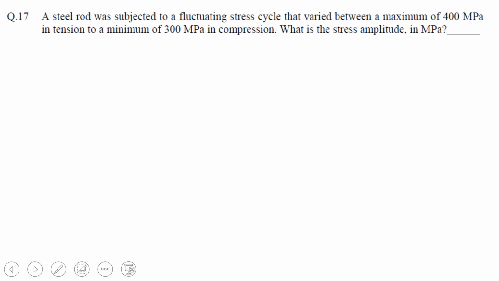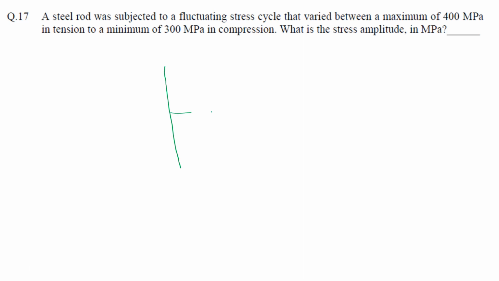Now, next one. A steel rod was subjected to a fluctuating stress cycle that varied between a maximum of 400 MPa in tension to a minimum of 300 MPa in compression. What is the stress amplitude in MPa?